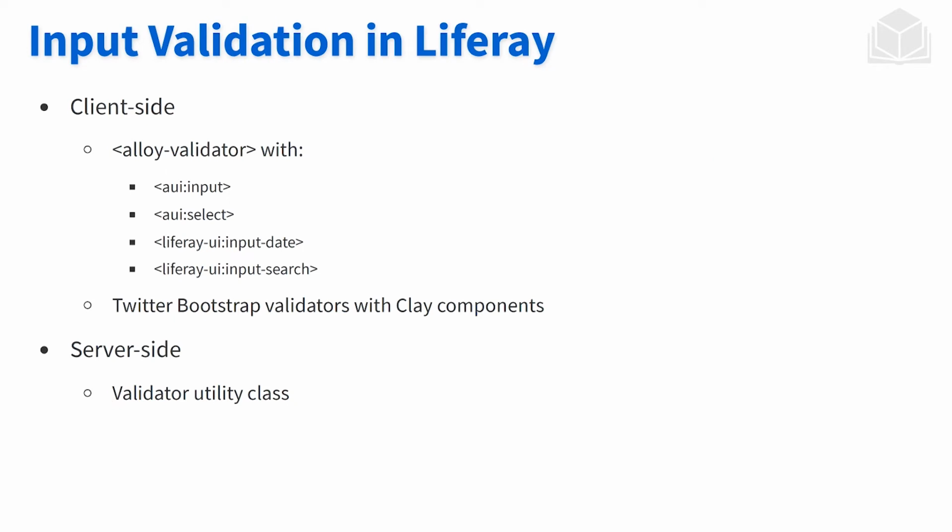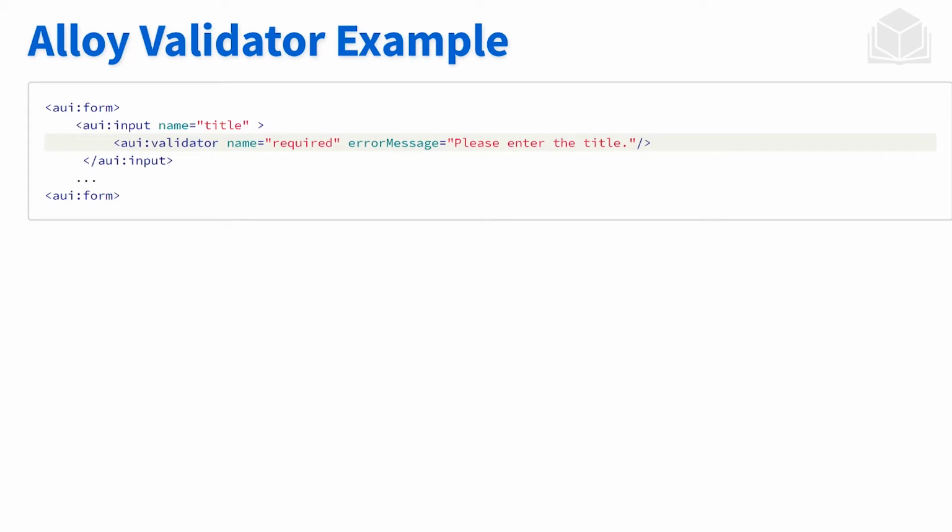There's a couple different ways in which we're able to validate the inputs that our users are entering. One of them is client side or on the UI side, as we've just discussed. Using some of the tag libraries, such as the Alloy UI tag library, as well as the Clay library, allows us to validate on the client side. We can also validate on the server side as well. Within our Java classes, we'll have some validation utility classes that can help us out. So two different ways, client side and server side.